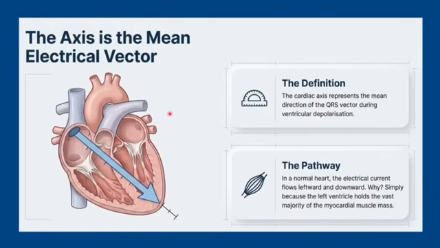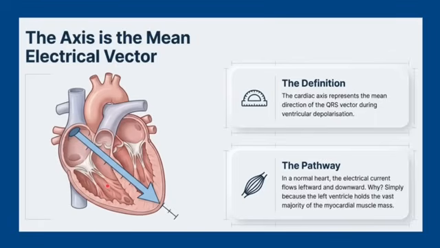We explained previously that the heart impulses are forces in a direction, which we called a vector. So the axis is the mean electrical vector, or the mean direction of the QRS vector during ventricular depolarization. If we take the mean of such electrical impulse forces in the ventricles, we call it the cardiac axis.